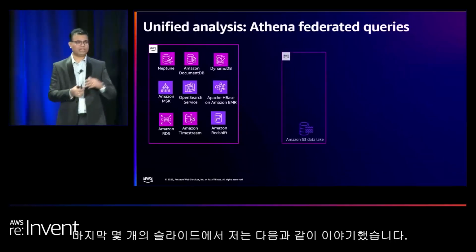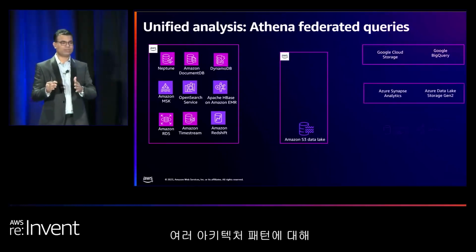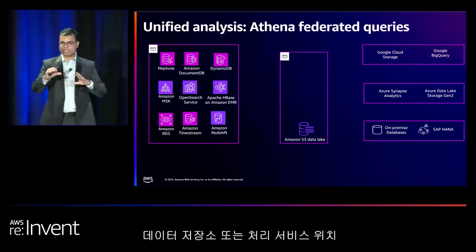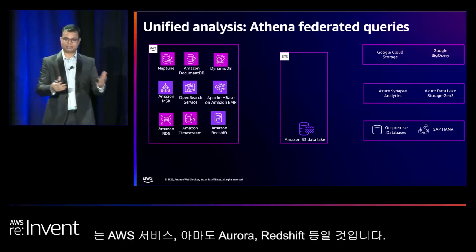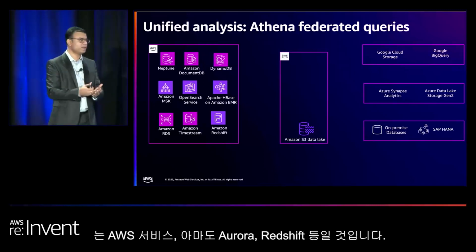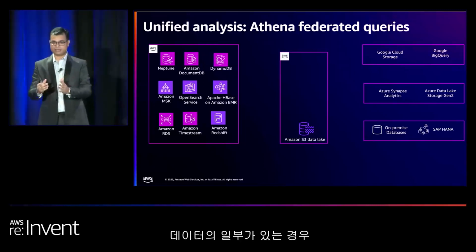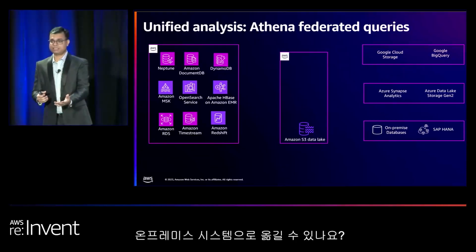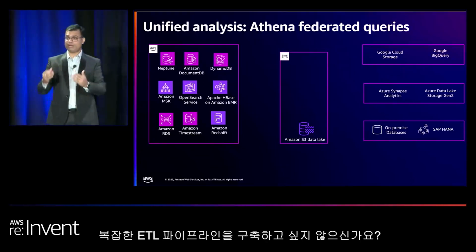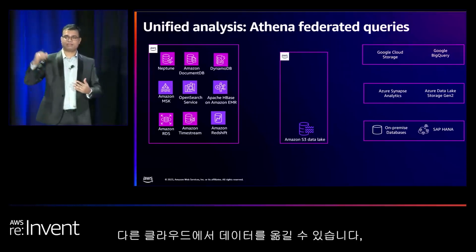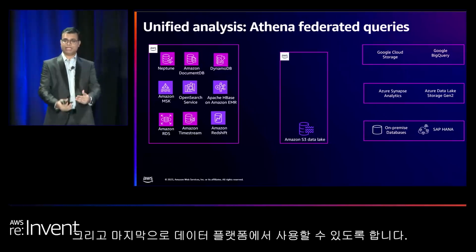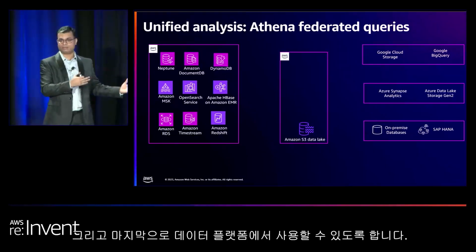Moving on to the next. So in the last few slides, I talked about the multiple architectural patterns where the data store or the processing services were AWS services, maybe Aurora, Redshift, and all. What if you have a portion of the data available in a different cloud or maybe in an on-premises system? And you do not want to build a complex ETL pipeline to move the data from the other cloud, stage it somewhere, again stage it somewhere in AWS, then finally make it available in your data platform. You don't want to do that.